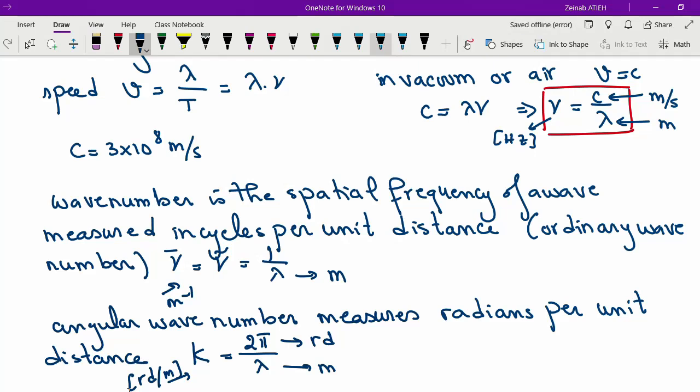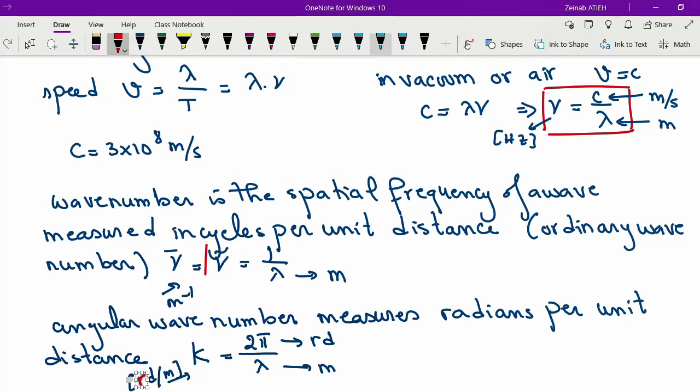So the difference between the wave number and the angular wave number is simple. Either it's the number of cycles, meaning how many cycles in one meter, this is the wave number. Or how many radians in one meter, this is the angular wave number. Simply, nu bar is 1 over lambda, K is equal to 2 pi over lambda. We're going to concentrate on the ordinary wave number, not the angular wave number. However, the angular wave number also appears in other lectures, and you will see it for sure.